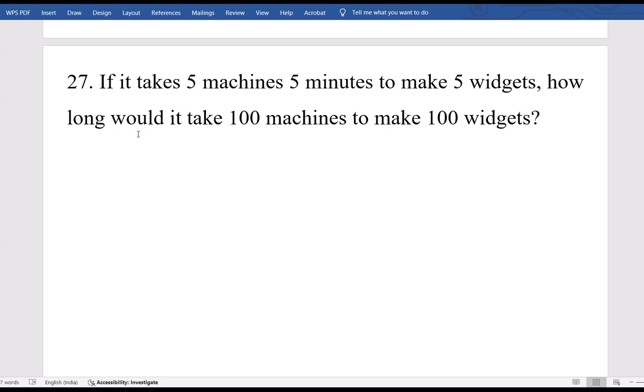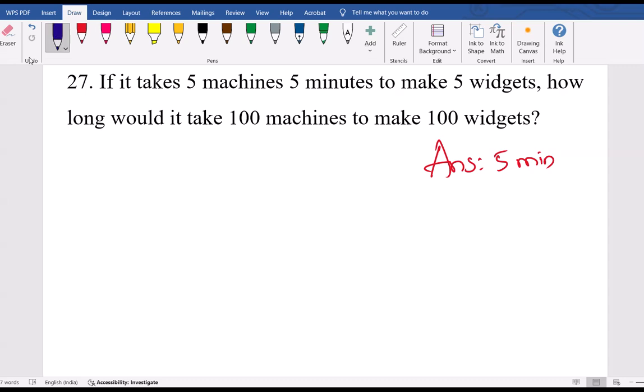5 machines, 5 minutes, 5 widgets. So 100 machines, 100 widgets. Answer: 5 minutes, not 100. Not 100, 5. That's why they give this similar question, they gave in the GATE exam also. 7 machines can manufacture 7 toys in 7 minutes. Same question is there in GATE.